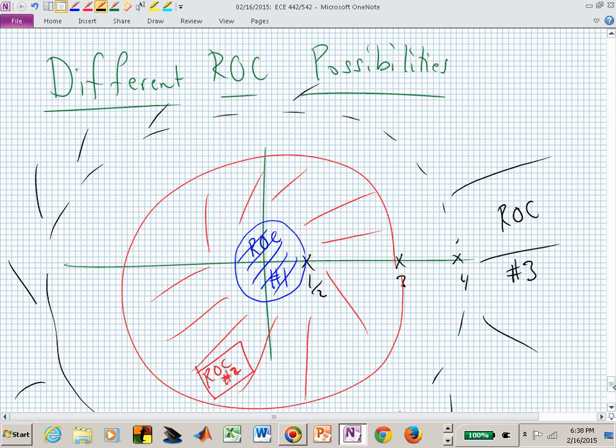Do you see how many different types of problems I could have on exam number 2?